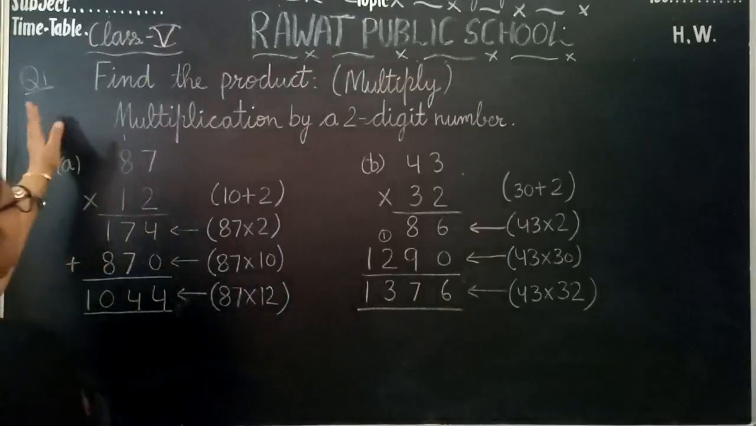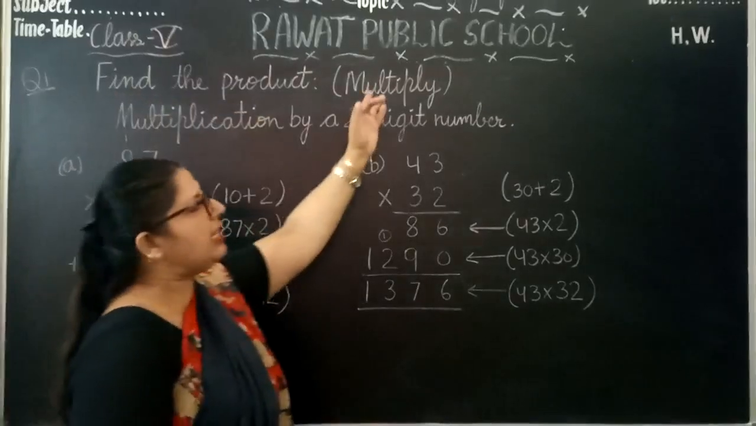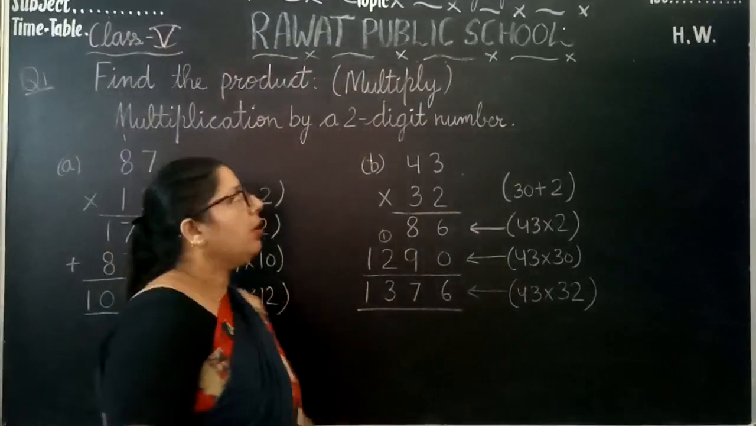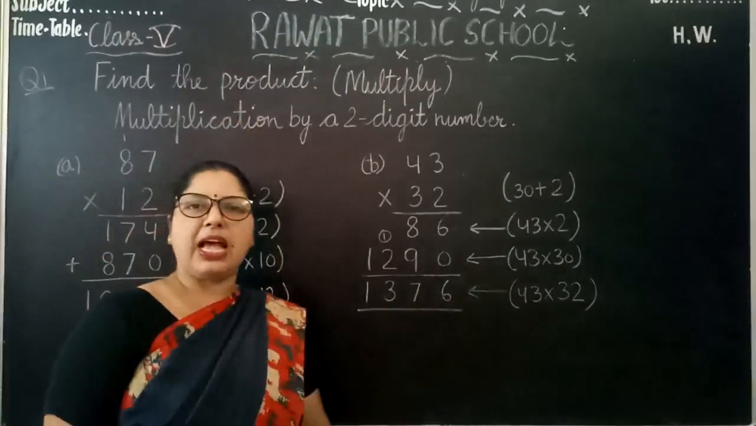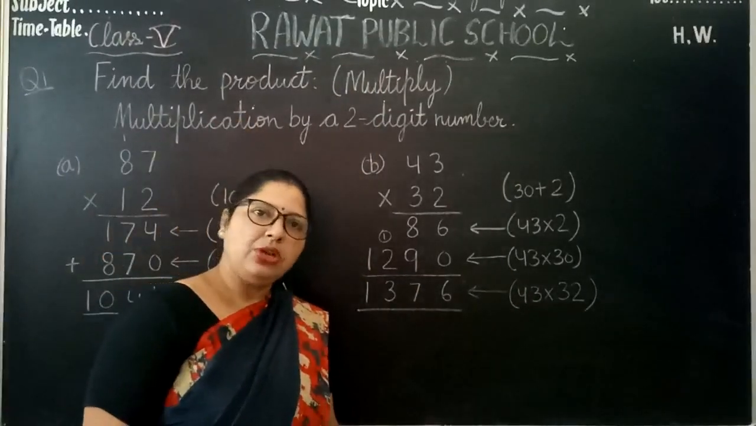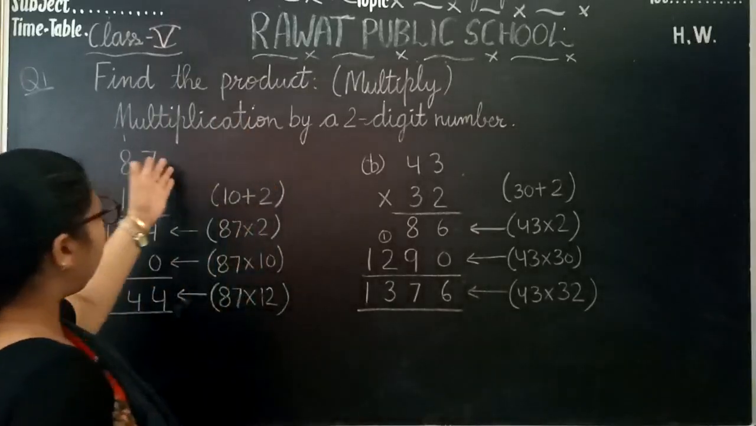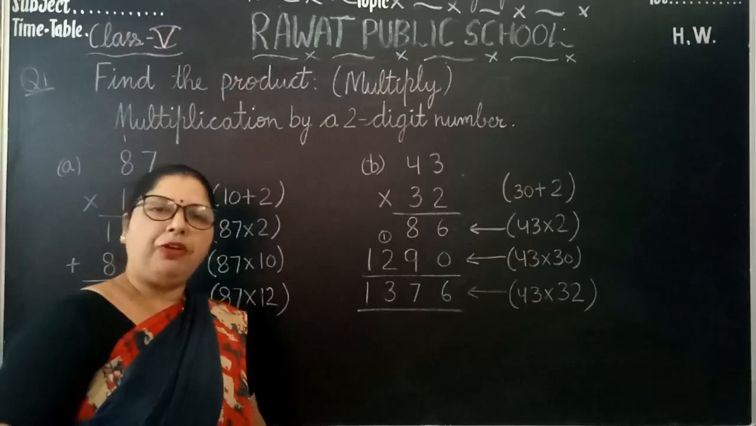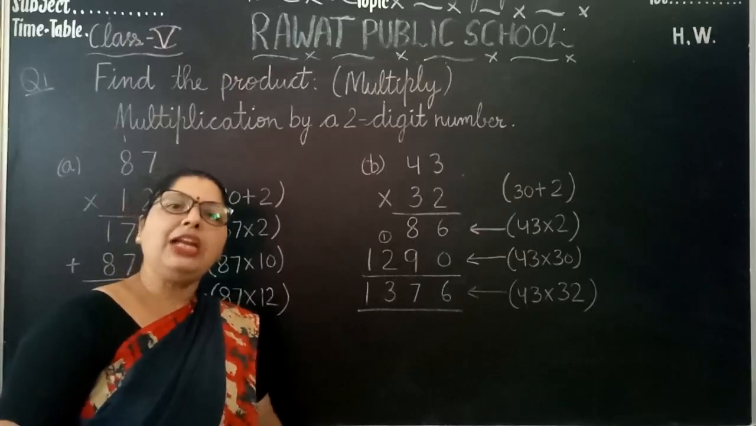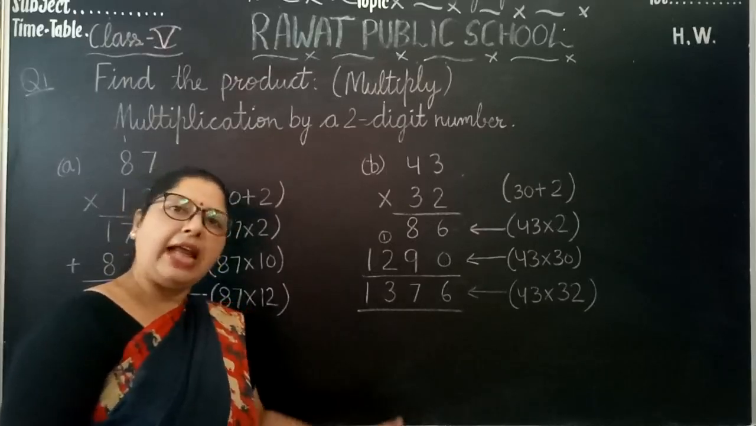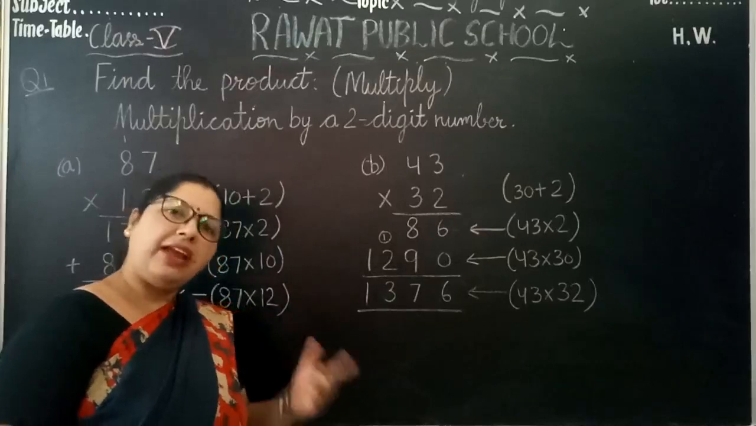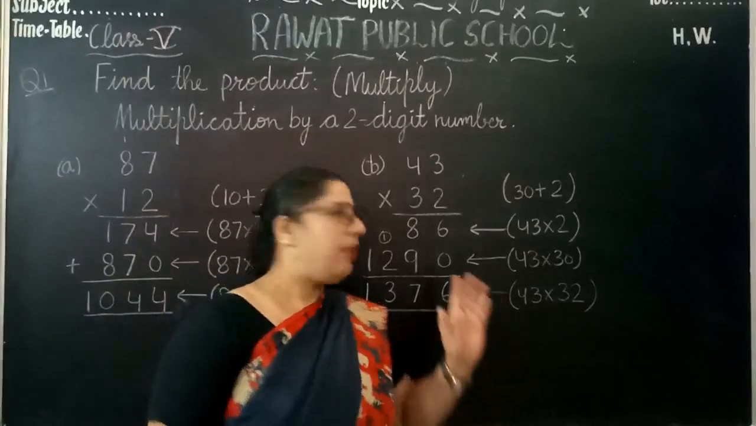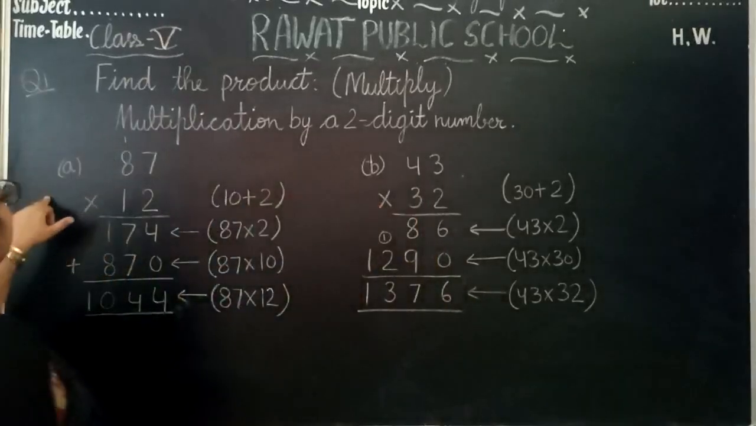So our question is, find the product, which means multiply. We write multiply in the bracket. So find the product sums are multiplication sums. Students, first we will do multiplication by a two-digit number, and after that we will multiply by a three-digit number. First we multiply by a two-digit number.